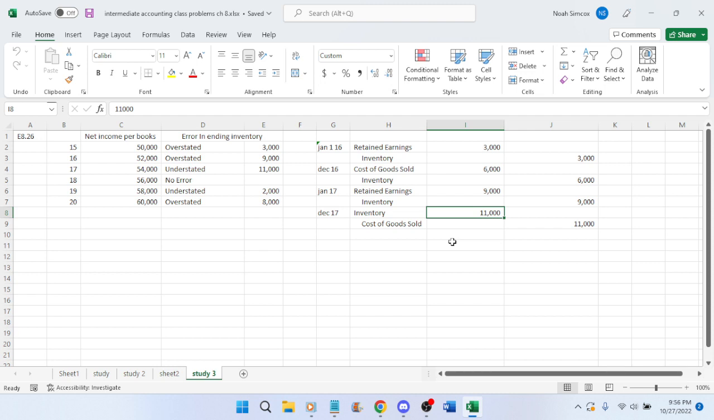What? No. Wait, what? We debited retained earnings just there. Retained earnings is a credit account. The adjusting entry that we made was to decrease. Yes, that makes sense. Because if this is overstated at the end, net income decreased by 3,000.